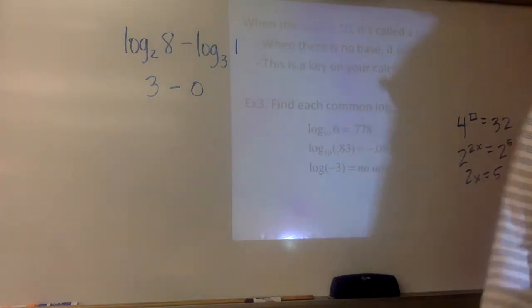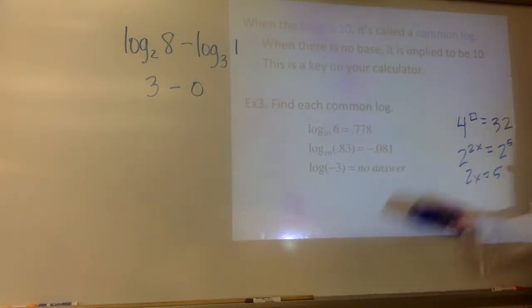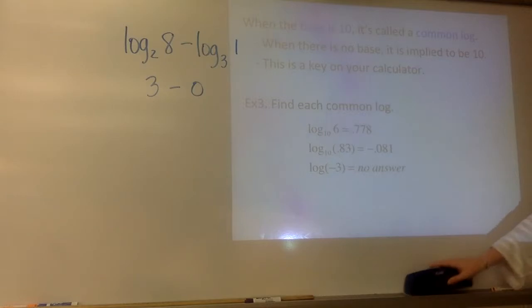All right, so we did common logs, correct? We've already talked about all of these. Yes, find each common log. You want to write down the answers? You didn't do that? The answers are 0.778, negative 0.081, and no answer or error, no solution.